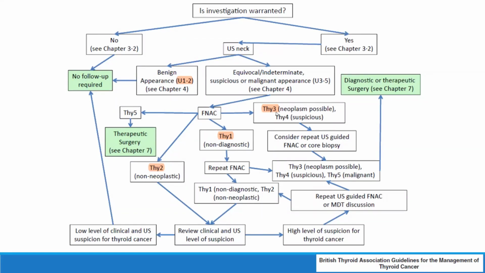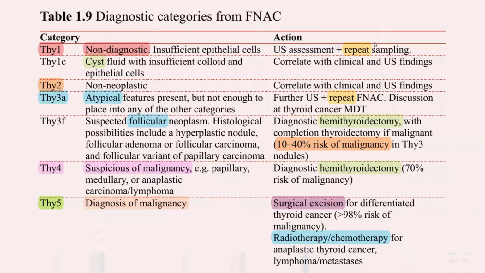With Cy3, in this situation neoplasia is possible. This is a follicular neoplasia. In this situation, we should go to lobectomy, a diagnostic lobectomy. But if it is Cy5, we need therapeutic surgery, not just lobectomy. We should go to a total thyroidectomy. So this algorithm is very important.